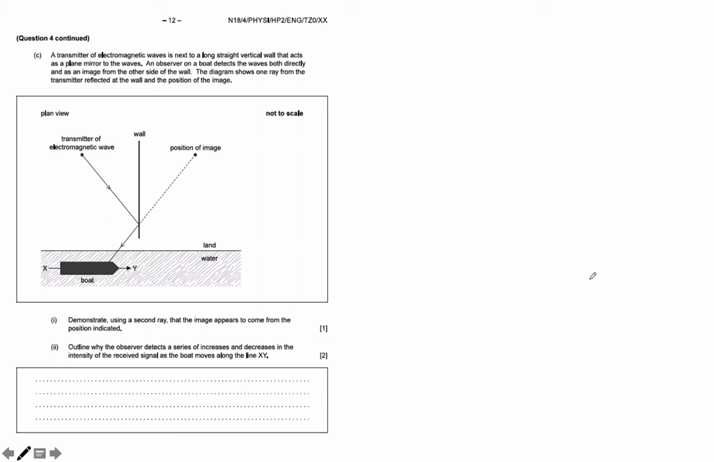All right, C, totally unrelated problem. The transmitter of electromagnetic waves is next to a long, straight vertical wall and acts as a plane mirror to the waves. An observer on a boat detects the waves both directly and as an image from the other side of the wall.